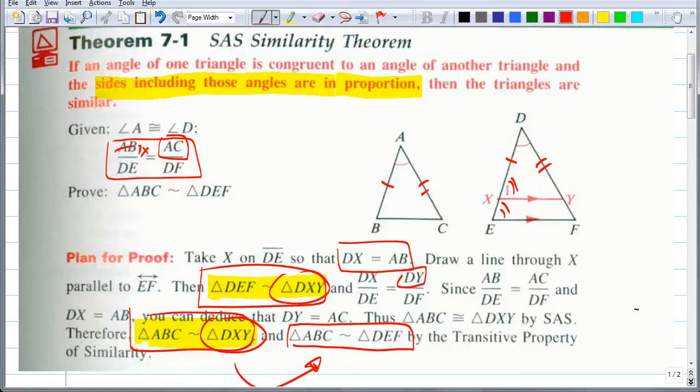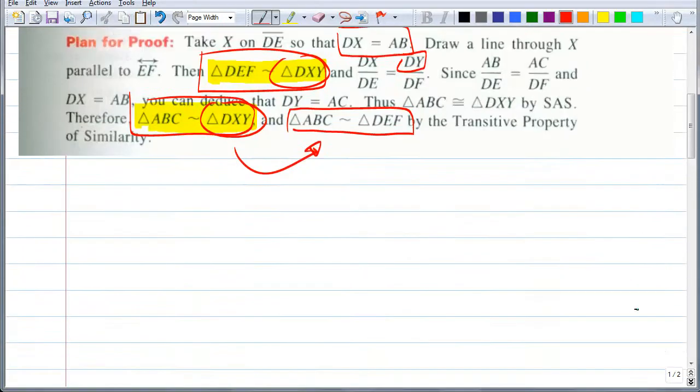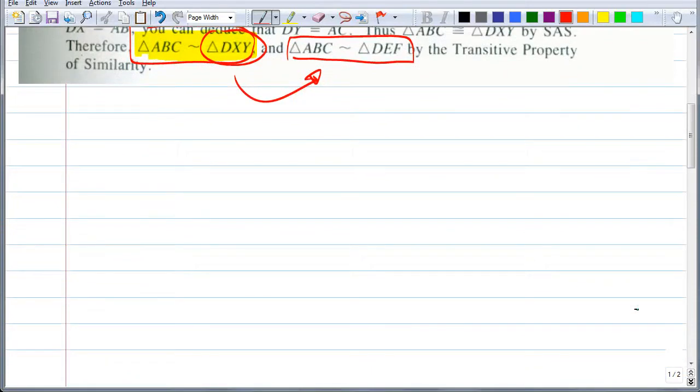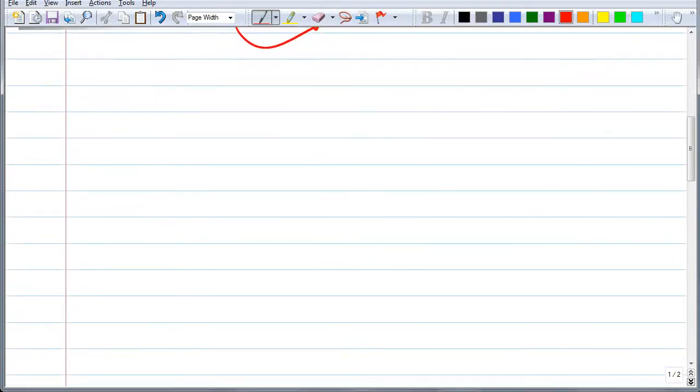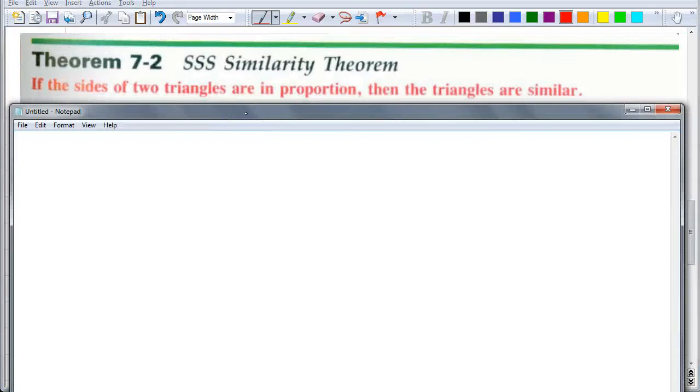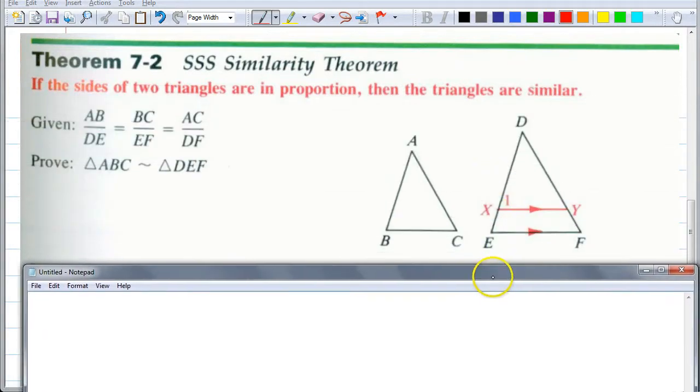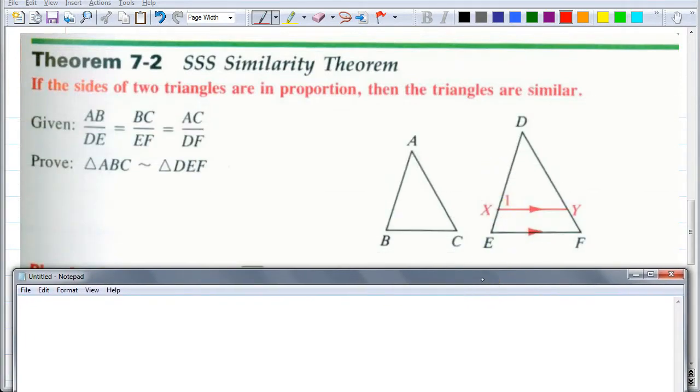So side side side similarity theorem. So let me move that up for you. There you are. Side side side similarity theorem. Go ahead and write this down. If two sides of two triangles are, I'm sorry, not two sides. I keep saying two. If the sides, we need all sides. If the sides of two triangles are in proportion, then the triangles are similar. Here is the picture. And of course, we're going to see how we're going to prove this, okay?